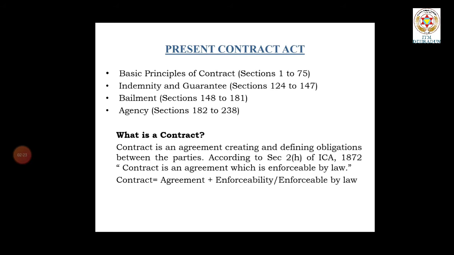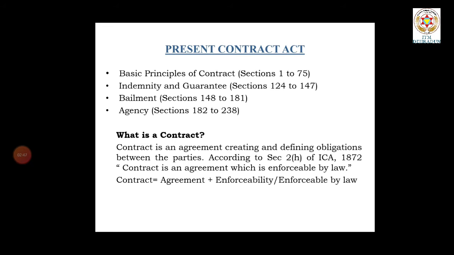Now what is contract? Contract is an agreement creating and defining obligations between the parties. Contract is basically agreement plus enforceable by law. Enforceable by law means when the contract has taken place between the two parties, and if it creates a legal obligation, it means it is enforceable by law.